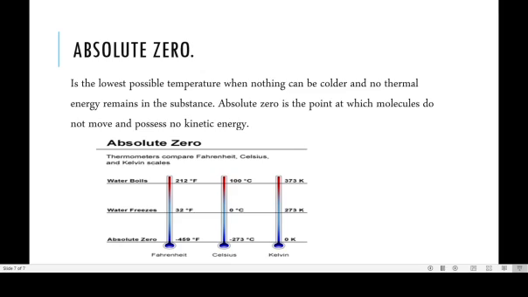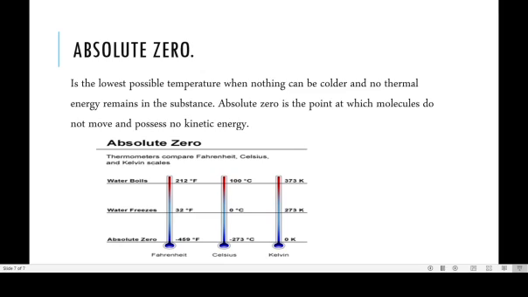Kelvin is the most used scale among scientists of the world, and there are two reasons for that. One, Kelvin has no negative value. You will see only Celsius and Fahrenheit have negative values. No negative value on the Kelvin scale. And again, Kelvin has no degree. There is no degree on the Kelvin scale. We can see degrees on the Celsius and Fahrenheit scales.